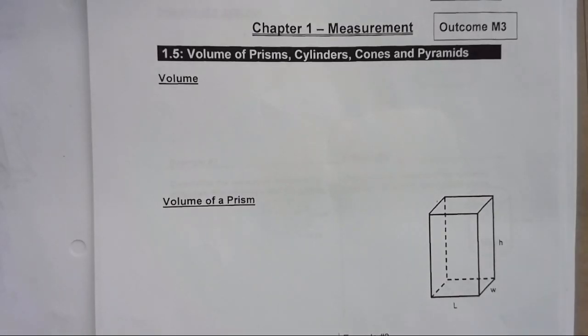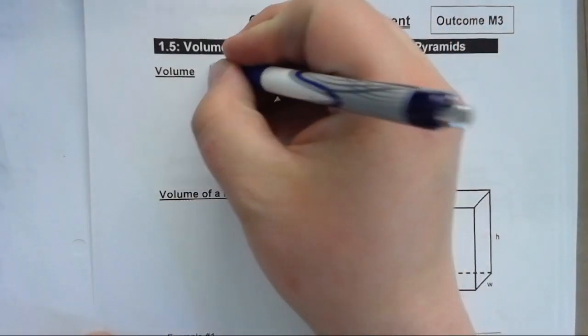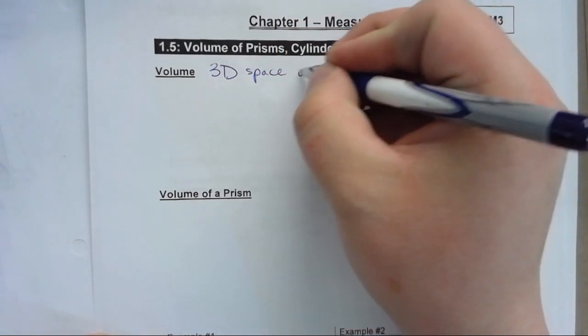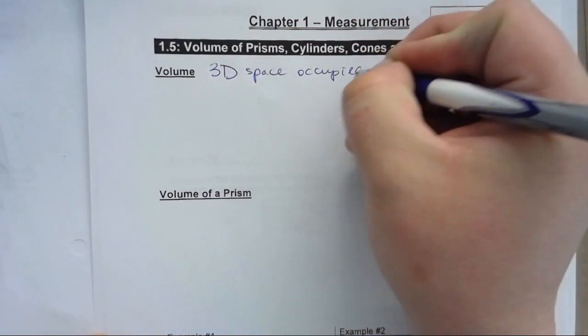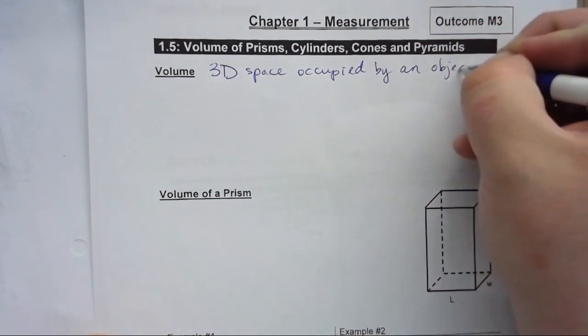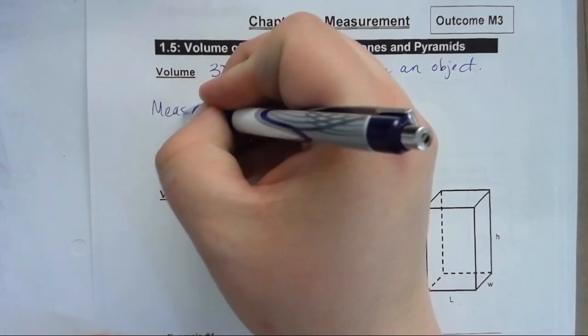Okay, we're live. Today we're doing volume. Volume being the three-dimensional space occupied by an object. And all the objects we're going to do in this course are, of course, regular solids that we can calculate.